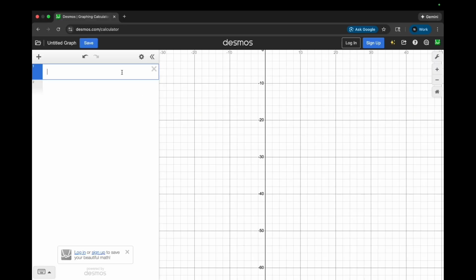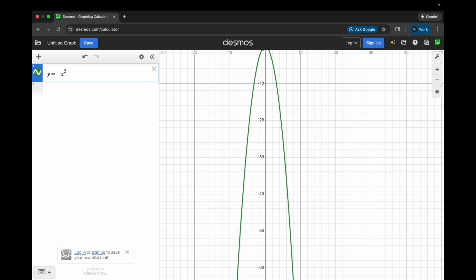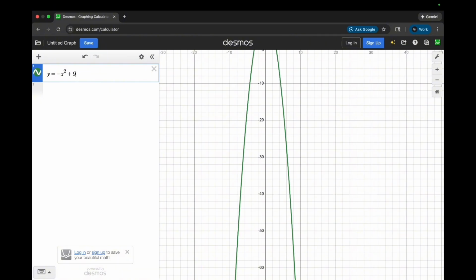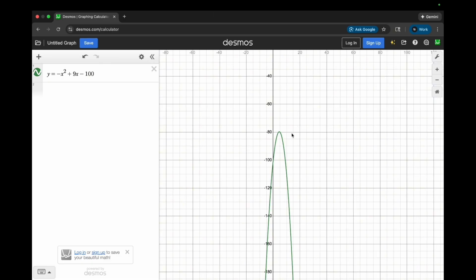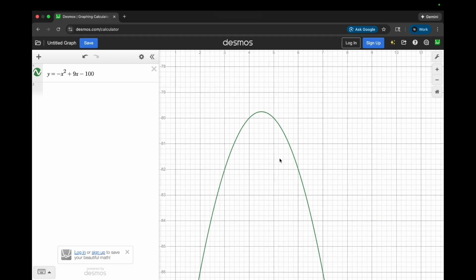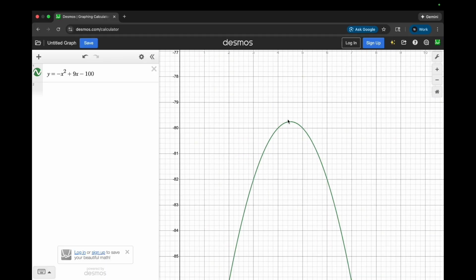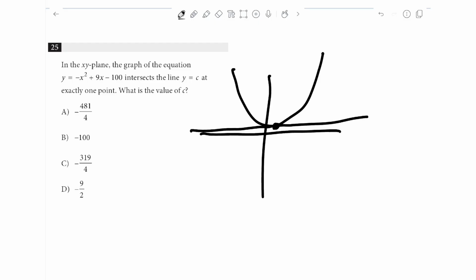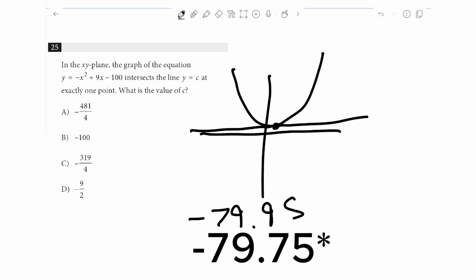All right, now that we're in Desmos, let's plug in our equation. So we're going to have to scroll around a little bit to find it. Here it is. And our vertex isn't at an exact number. Our vertex is at negative 79.75. So let's take a look at our answer choices here. We know that our value of c has to be negative 79.75. However, we're given fractions.